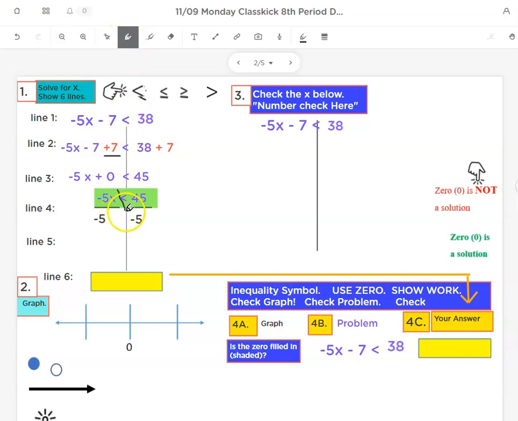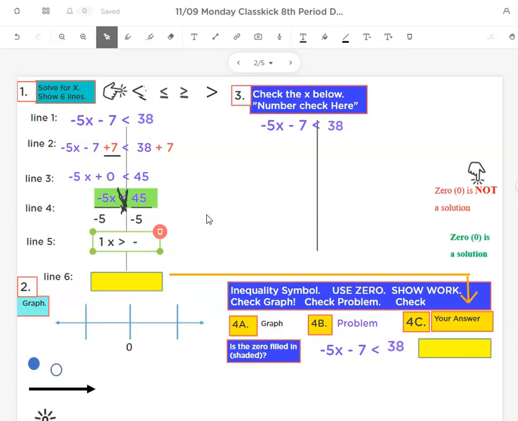But I'm going to recall the rule. When I divide by a negative, I have to switch the inequality symbol. So I'm dividing or multiplying by a negative. I'm going to switch the inequality symbol. So a negative divided by a negative is now a positive 1 times x. I'm going to switch the inequality from a less than to a greater than.